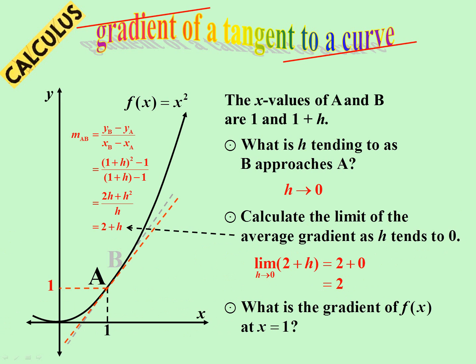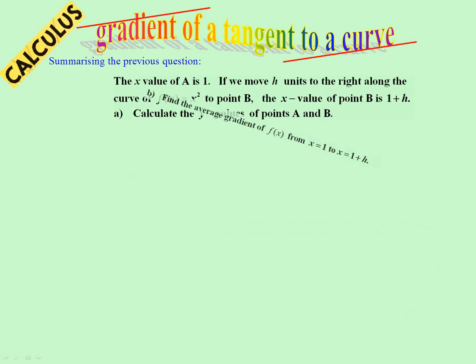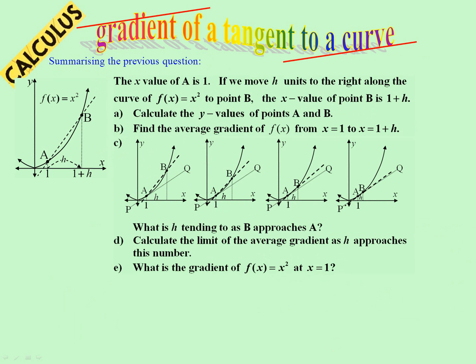What's the gradient of f(x) at x equals 1? Well, the gradient at that point is the gradient of the tangent. Here's the gradient of the tangent: the limit of the average gradient as h tends to 0. Let's summarize that. Just keep it in mind.